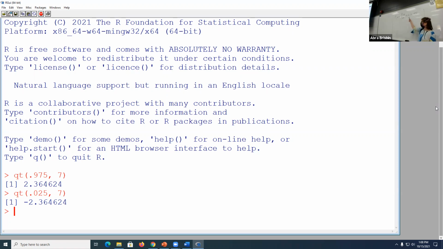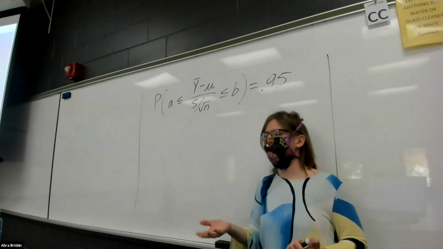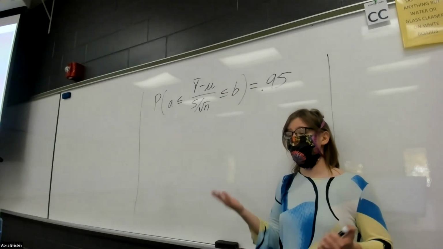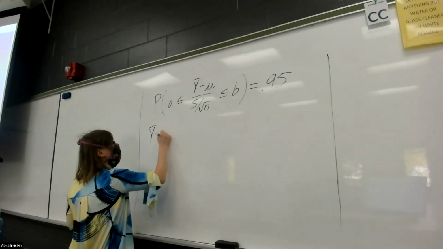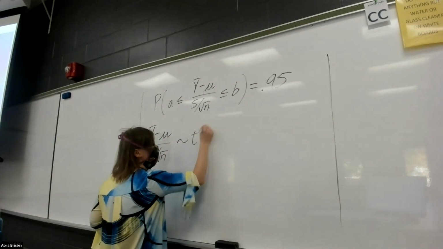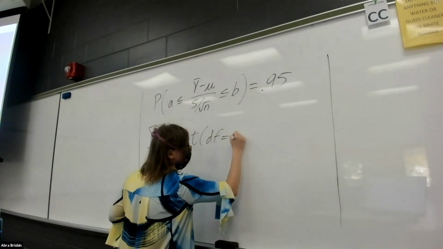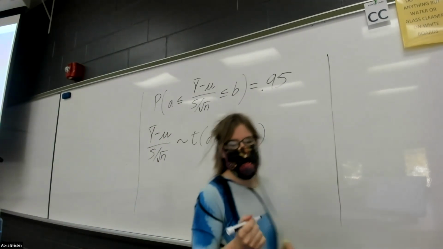Then, to find A and B, we use the distribution that we know our pivotal quantity has. So what distribution does our pivotal quantity have in this case? Kyle: T distribution. It has a T distribution with how many degrees of freedom? 7, n-1. So y bar minus mu over s over the square root of n has a T distribution with degrees of freedom equal to n-1, which in this case means 7.